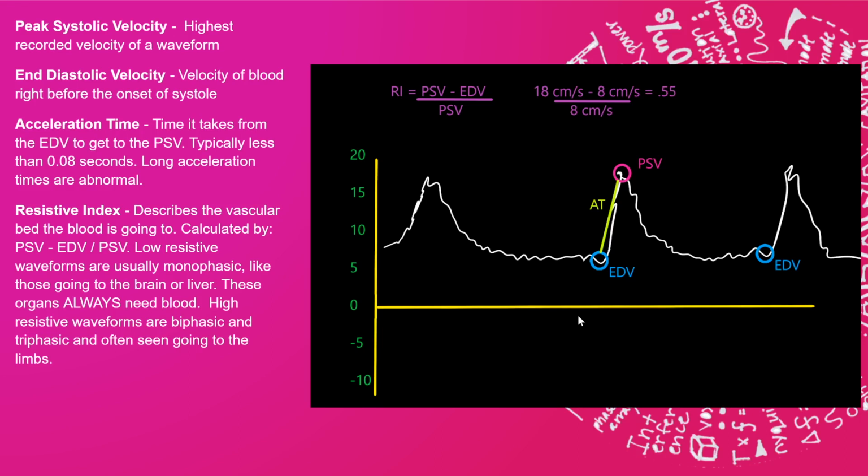Another thing we can calculate from the EDV to PSV is looking at the time that it takes for this acceleration to happen. So we call this the acceleration time. It is a measurement of time. Usually we want it below 0.08 seconds. Longer acceleration times tell us that there's probably some sort of abnormality going on here. Typically, we want a nice, quick upstroke during systole.